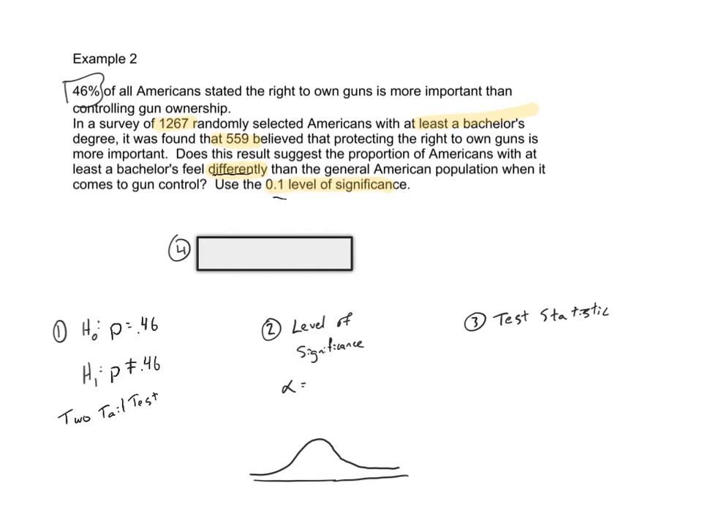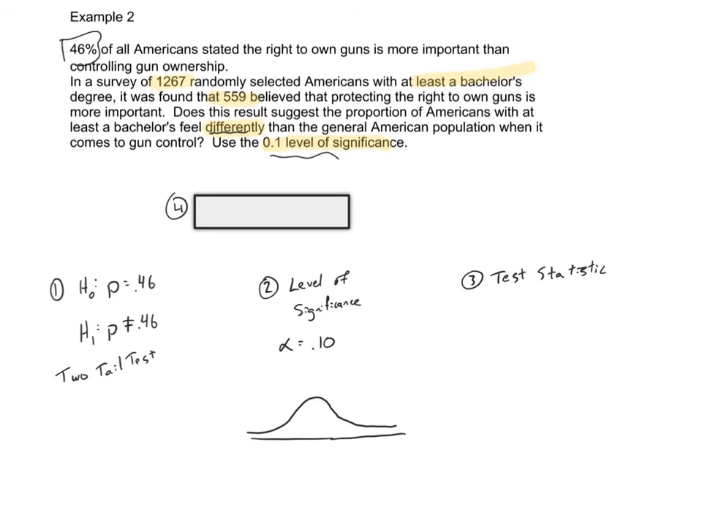Step two, level of significance. They give me alpha is 10%, 0.10. But that 10%, because we're a two-tailed test, gets split up into two tails. So this is a negative z alpha over 2 over there and a positive z alpha over 2 over there, because there's 5% in the right tail and 5% in the left tail. If you use the table at the bottom of table 5, 10% two-tailed, they tell me plus or minus 1.645.